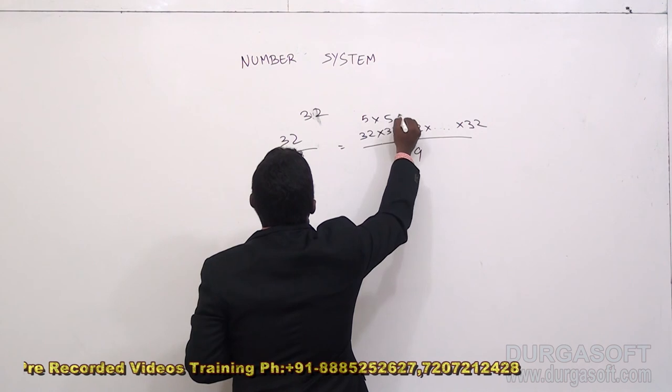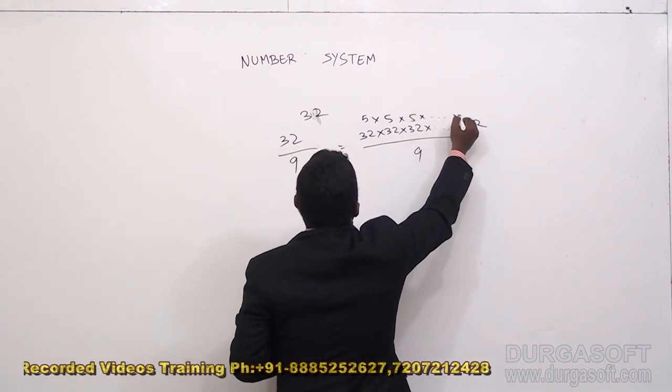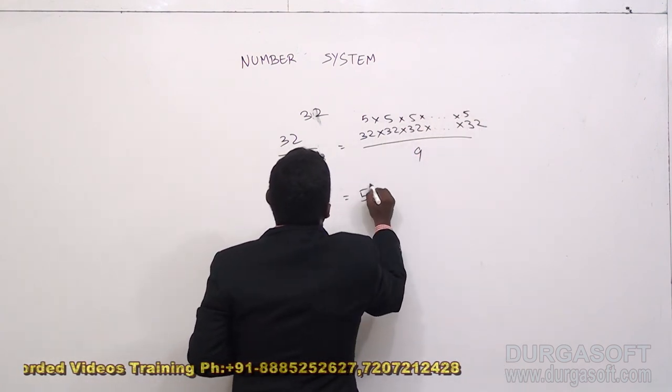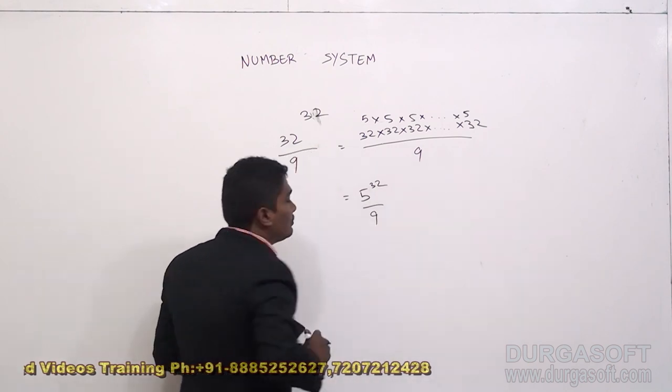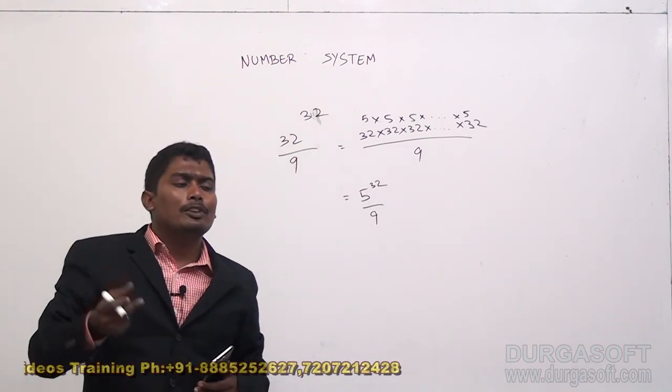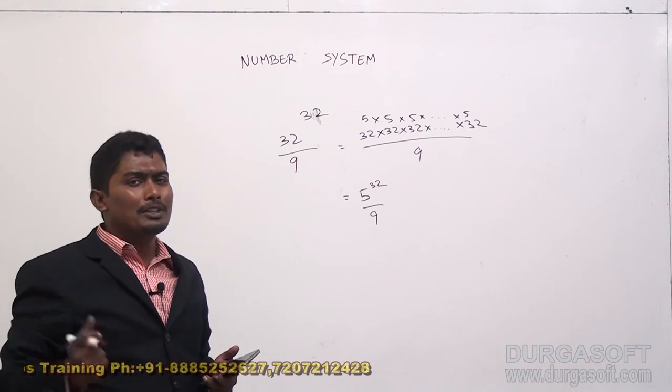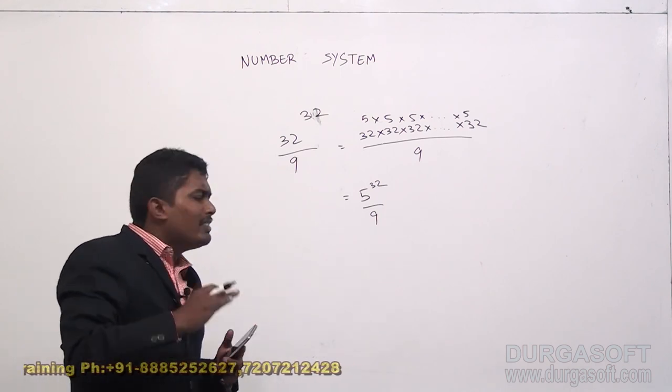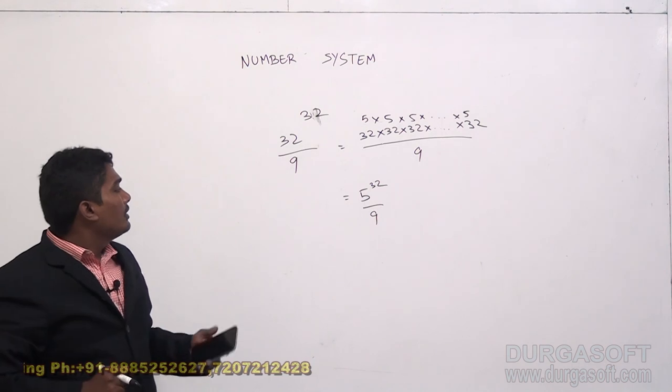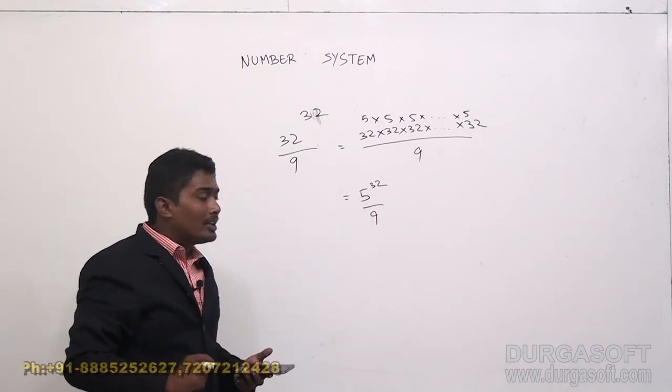So 5 multiplied 32 times. So 5 to the power 32 divided by 9. Now 5 by 9 gives a remainder of plus 5 or minus 4. It is a bit complex for me. So what we will try to do is find any power of 5 which gives a remainder of plus or minus 1 with 9.